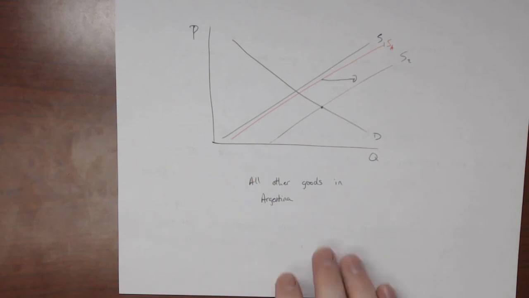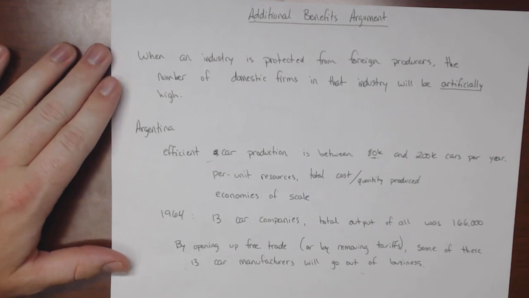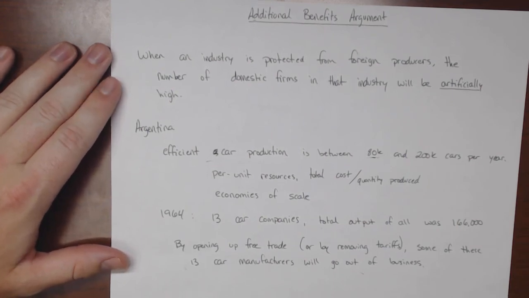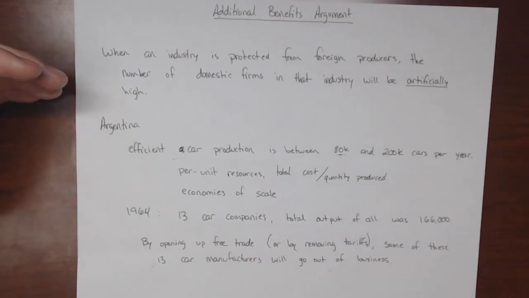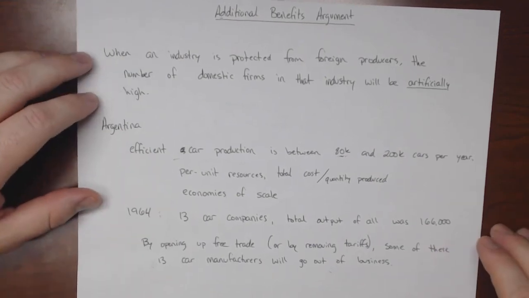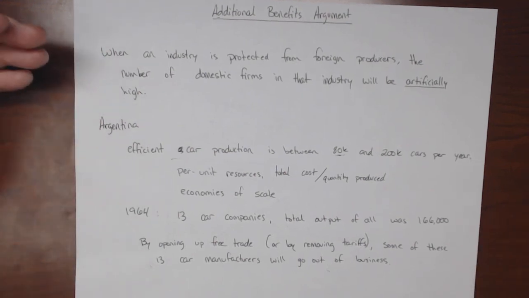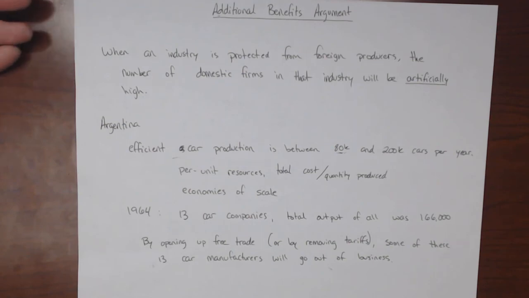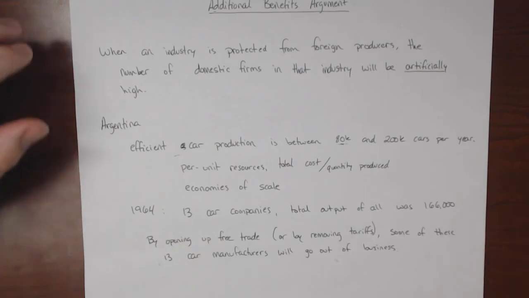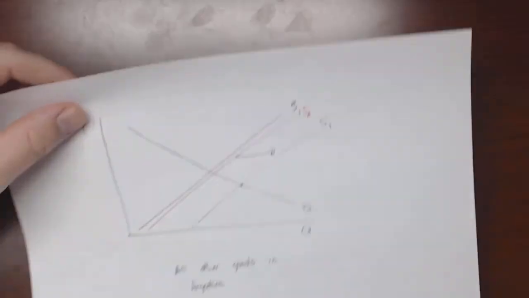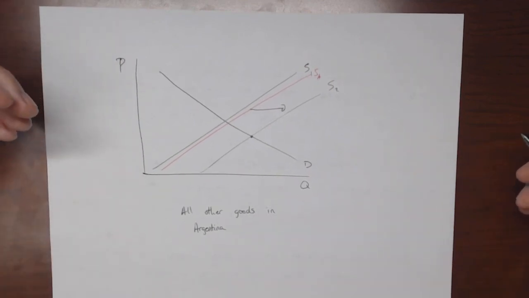Other arguments, in addition to the economies of scale argument, include things like sharing the knowledge of how to produce things. If we allow imports to come into a country, we can take them apart and see how they work. Then we can learn from how other people have produced their products, and we can replicate it. So the idea behind the additional benefits argument is that there are additional benefits to free trade beyond just these deadweight loss triangles, both in the form of economies of scale, in the form of increased supply of all other goods, and in the form of shared knowledge and shared productive abilities.